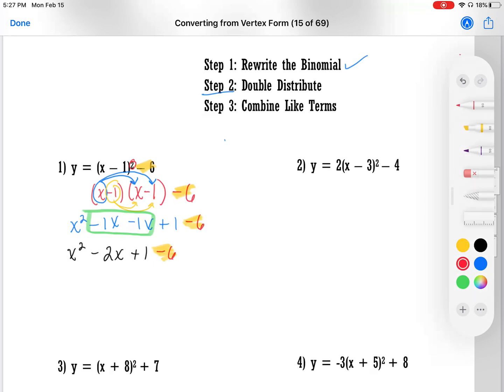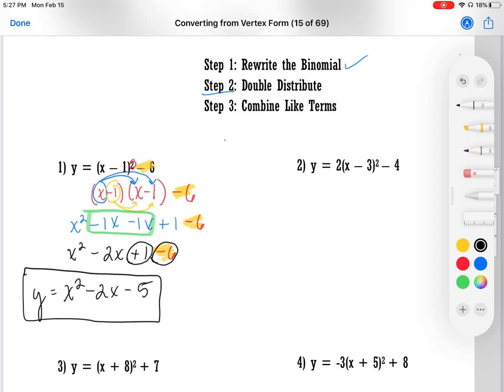Okay, so now for my final answer, I'm going to put everything together. X squared minus 2x. A positive 1 and a minus 6 are like terms because they're both just regular old numbers. 1 minus 6, you can use Desmos if you need to, is the number negative 5. So my final answer is y equals x squared minus 2x minus 5. Okay, so we double distribute and then we combine like terms.